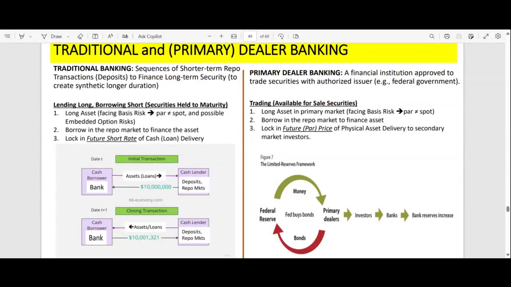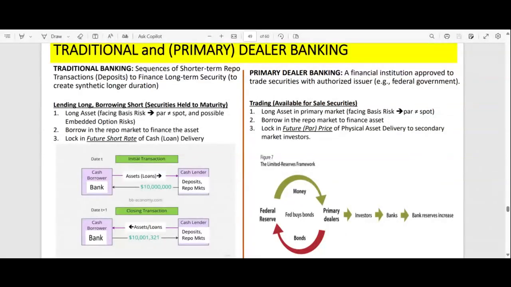So banks not only make loans, but they also deal in securities markets. Does that make sense? Kinda. Yeah. Kinda. Okay.